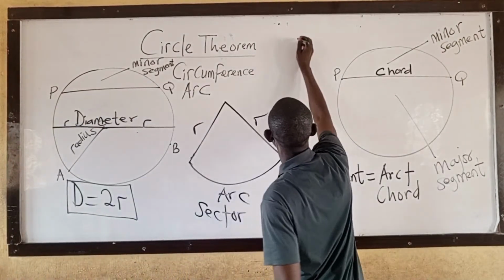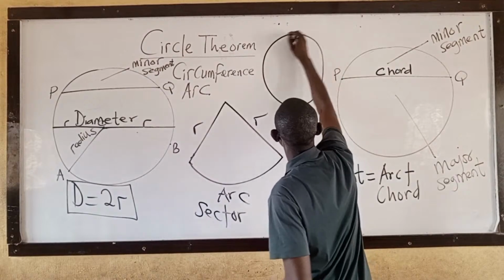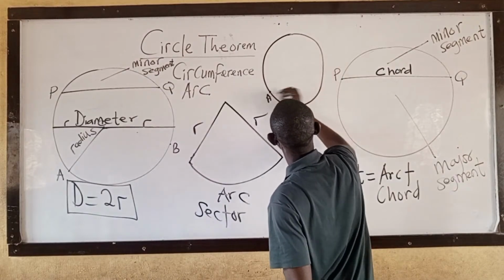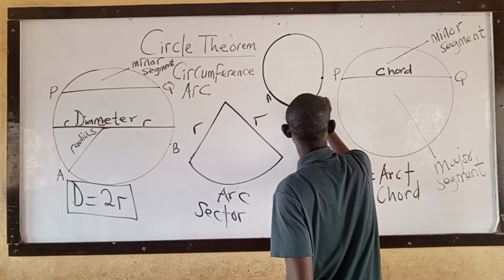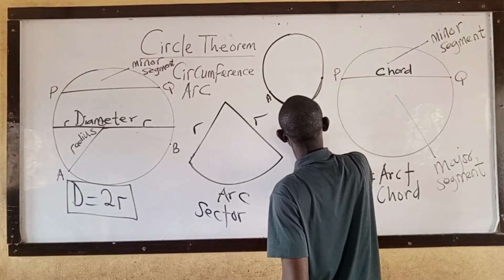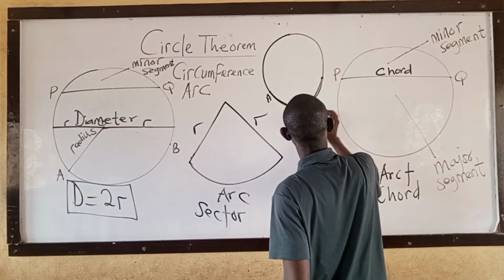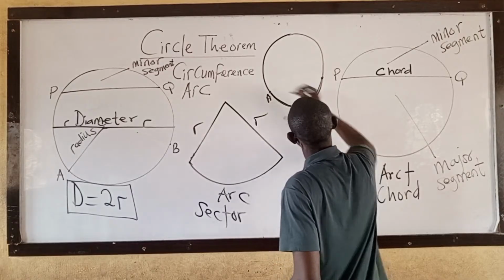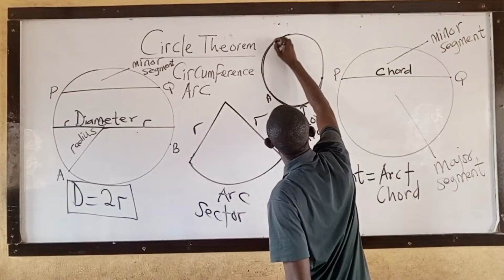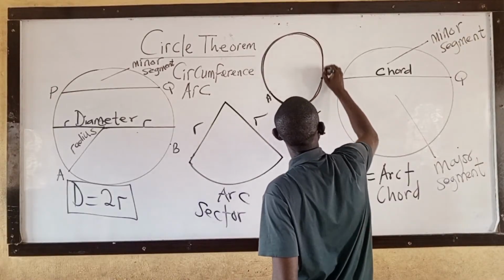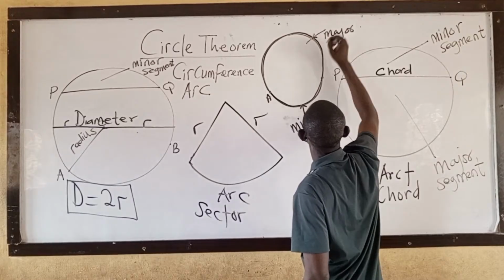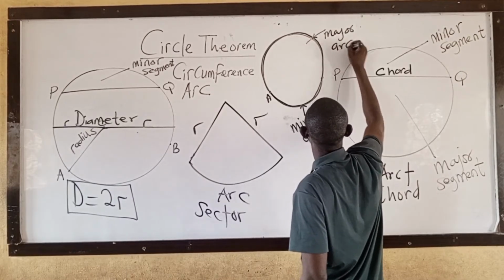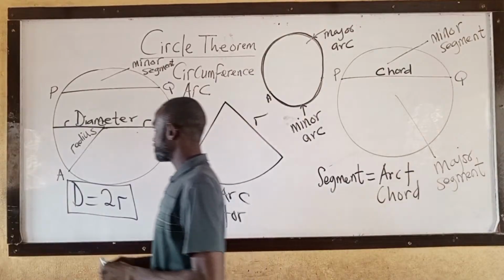Look at this. Small AB here. This AB is what we call the minor arc. And this big AB here is what we call the major arc. Major arc. So what is that?